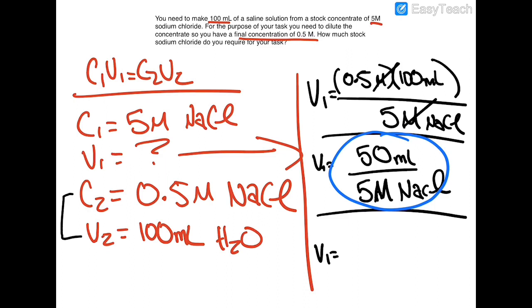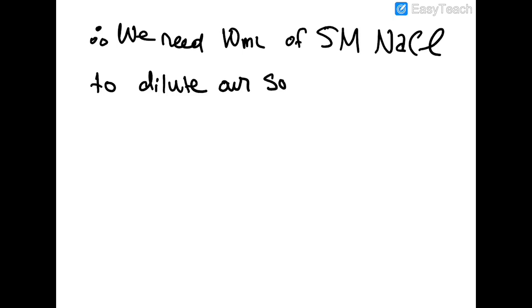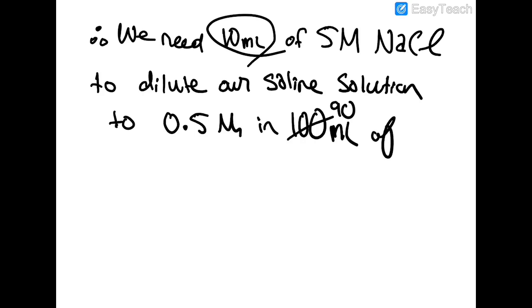Which is 10 milliliters. So V1, therefore, we need 10 milliliters of 5 molar sodium chloride to dilute our saline solution to 0.5 molar in 100 milliliters, which is actually 90 after our 10 milliliters of water. And that's how it's done.